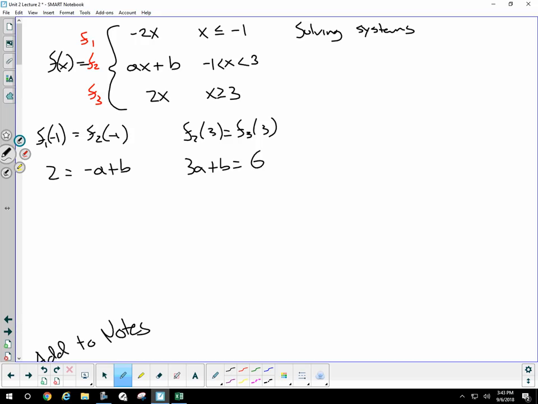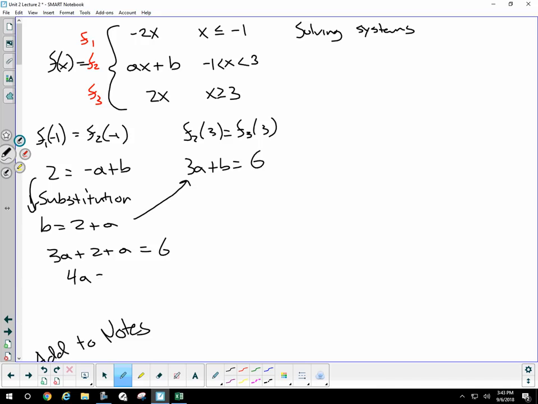Two ways to solve this that we've learned from the past. One way is substitution. With substitution, I would take one of my equations and solve for a variable. Let's say b is equal to 2 plus a. And then I would take that and substitute it into the other equation, giving me 3a plus 2 plus a equals 6. That eliminates one variable, allows me to solve for the other. That gives me 4a equals 4, or a is equal to 1. Once I have that, I may go back and substitute it into one of the previous ones. Doesn't matter which one. If a is 1, b is 3. Okay?